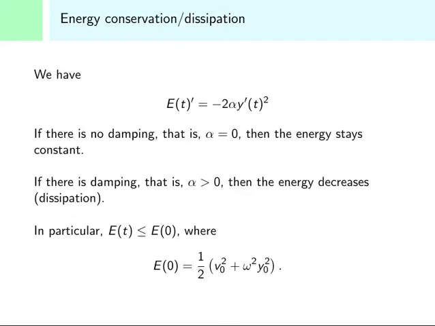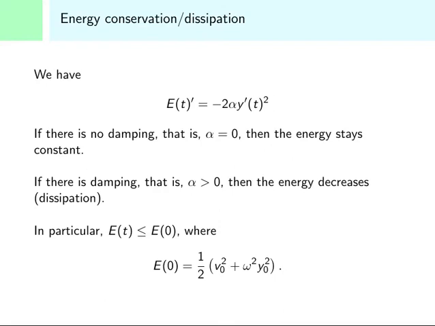In particular, the time derivative of the energy, E prime of t, equals -2 alpha y prime of t squared. If there's no dampening, that is alpha equals 0, then the energy just stays constant for all times. But if there's dampening, that is alpha is positive, then the energy decreases, in which case we've got energy dissipation. So depending on alpha, we either have energy conservation or dissipation.